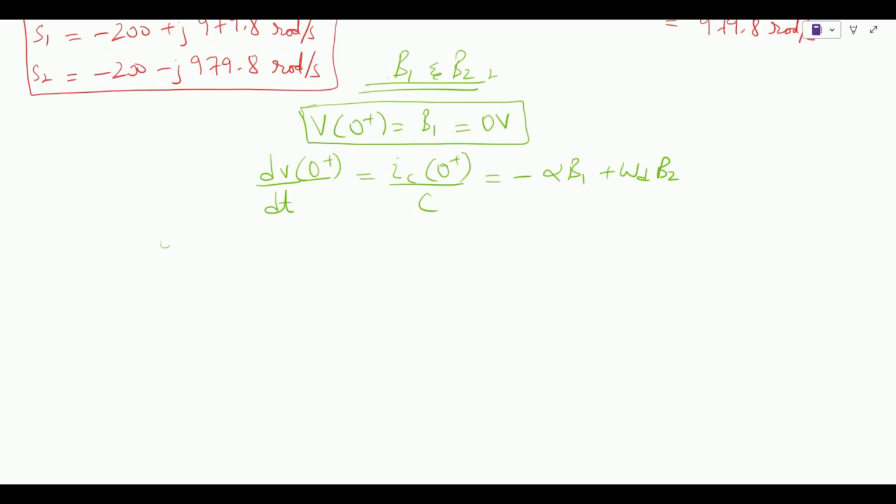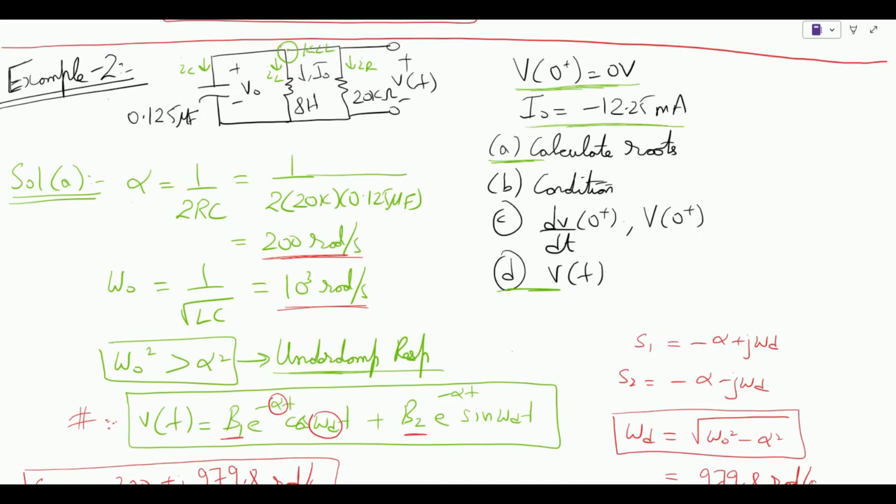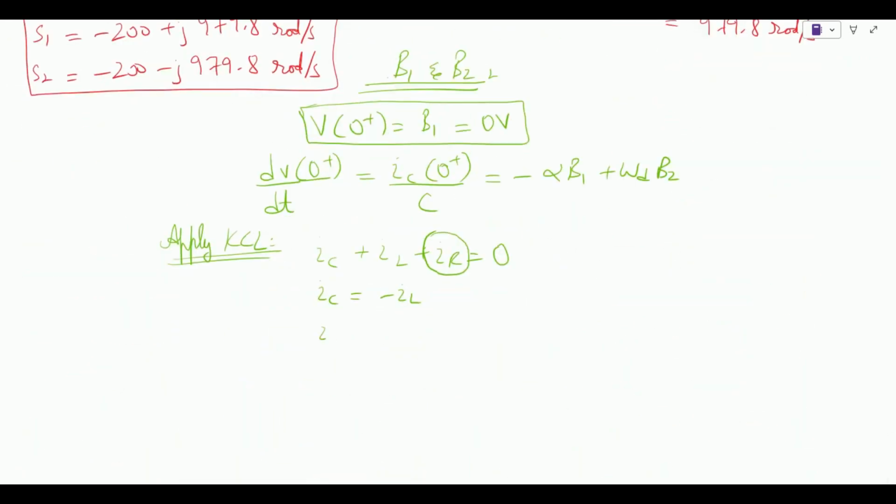So when we apply KCL to find IC plus, the sum of the capacitor current, inductor current and resistor current equals 0. So IC is going to be minus IL, because the voltage is 0, so the resistor will have no current. And we already know that the initial inductor current IL is provided to us, which is minus 12.25. Thus our IC is basically 12.25 milliamps. So this is a current, the 12.25 milliamps flowing through the capacitor.